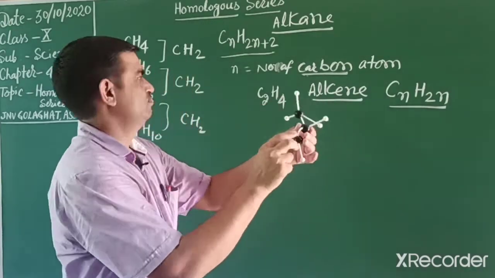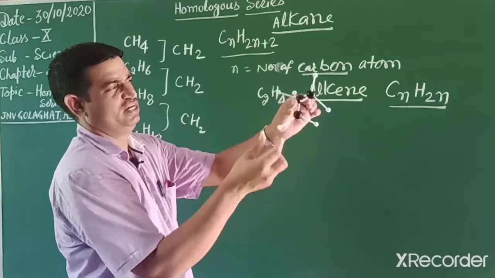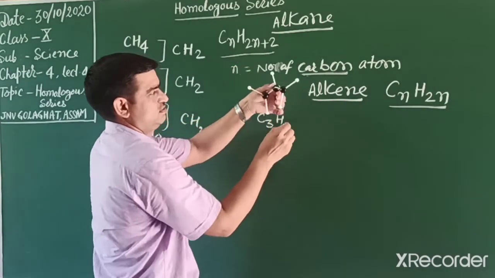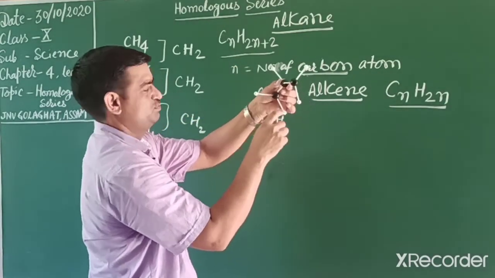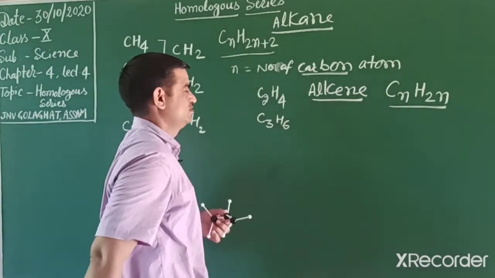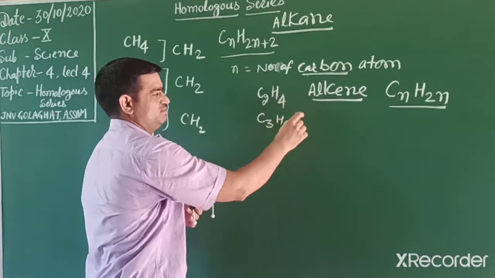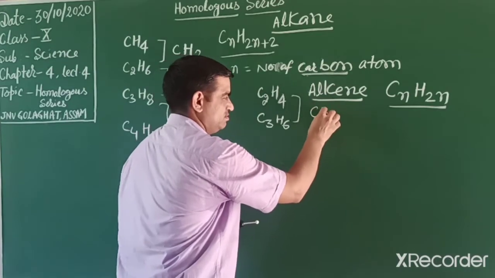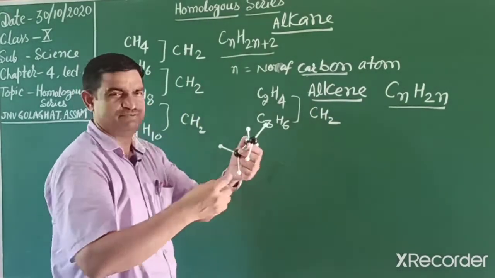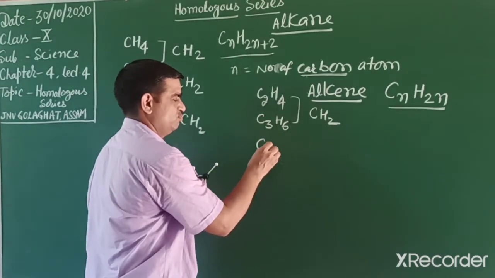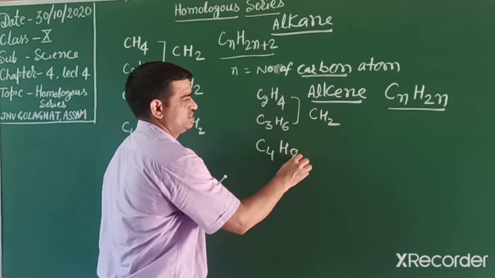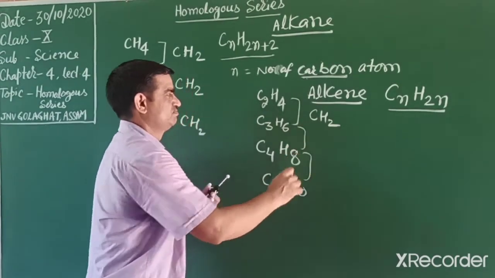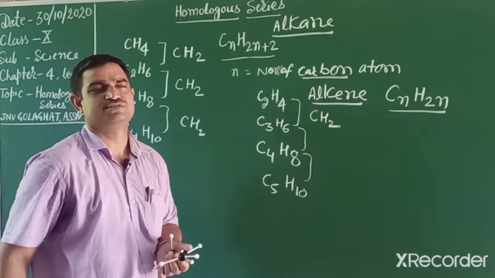In this way, we can represent the molecular formula: 1, 2, 3 means C3H6. So we can observe the difference between the first member and the next member is only a CH2 unit. Further, if we add more carbon, then its formula is C4H8, then C5H10. What is this? This is also a homologous series.